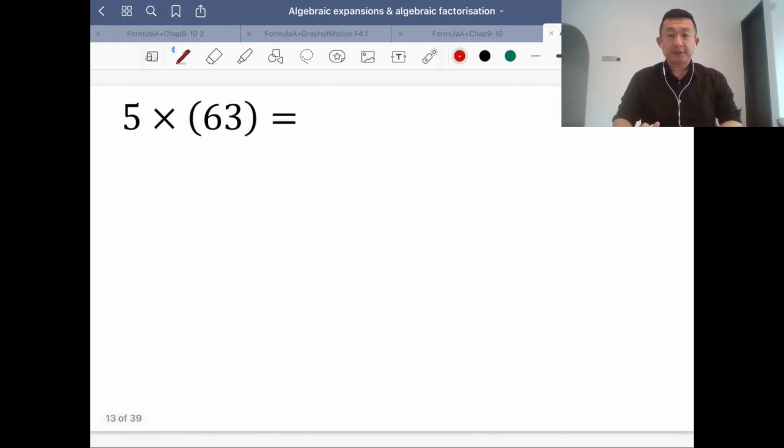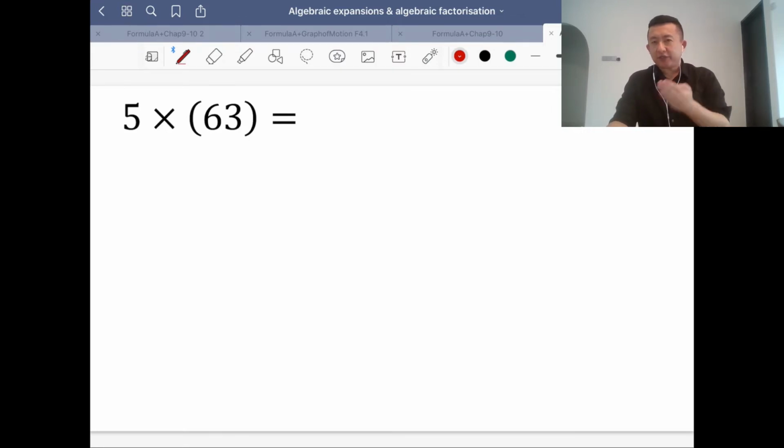Algebraic expansions is easy. Let's have a quick look at this. Alright, so start with something really simple. If I ask you to calculate 5 multiplied by 63, don't use a calculator. Would you be able to calculate the answer? Probably you are still able to do so, am I right? Is there any easier way to break it? Now this is what I'm thinking.